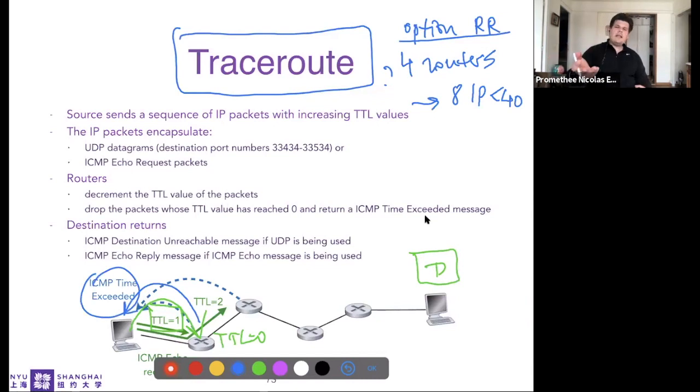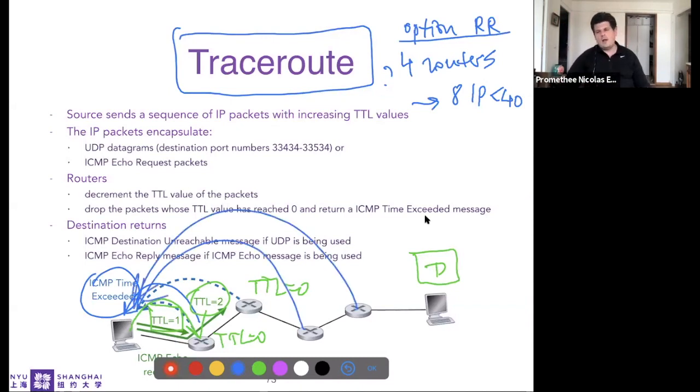So the next step, I'm going to do a TTL of 2. And so it means that this guy will need to send me a time-exceeded ICMP message, such that I can discover the IP of this guy. And so you see, by increasing the TTL, I'm going to discover the IPs of all the routers on the way.